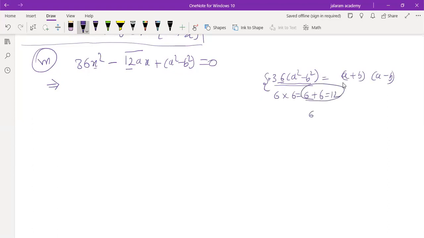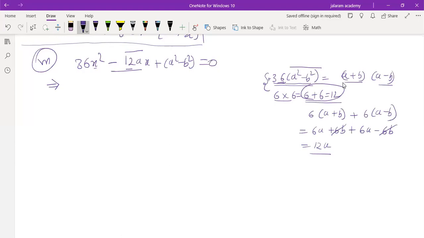So if one 6 is given to a plus b, the other 6 is given to a minus b, and if we add these two, 6a plus 6b plus 6a minus 6b, the 6b will be cancelled out and the sum is 12a, which we have to write. Is that clear to you? Factorize a square minus b square, it is a plus b into a minus b. Factorize 36, it is 6 into 6, their sum is 6 plus 6 equals 12. So the two factors are 6 into a plus b and 6 into a minus b, and their product is 36 into a square minus b square. Is that clear to everyone?